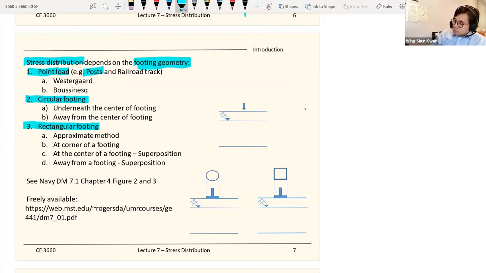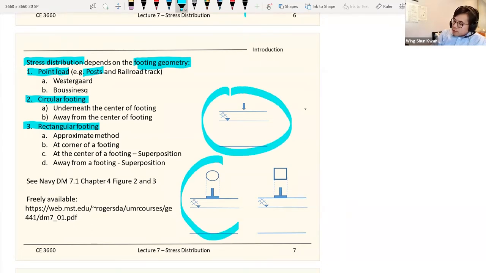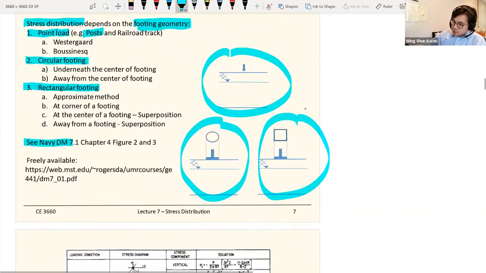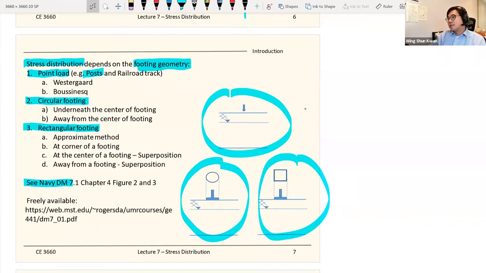So this is what a point load looks like. When we talk about circular footings, we mean the foundation is in circle shape. The third scenario is a rectangular footing. It's not a square, it's a rectangle. One more time, the main reference to look at is the Navy DM 7.1 manual, chapter 4, figures 2 and 3. The next slides are those two figures, which summarize all the different design scenarios.